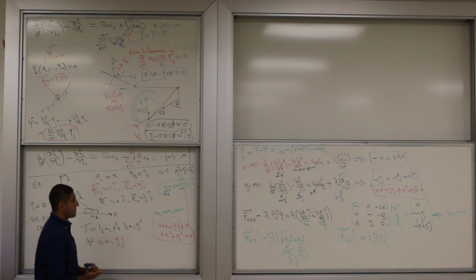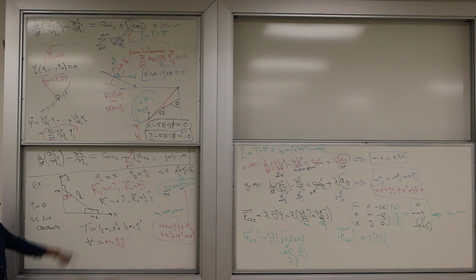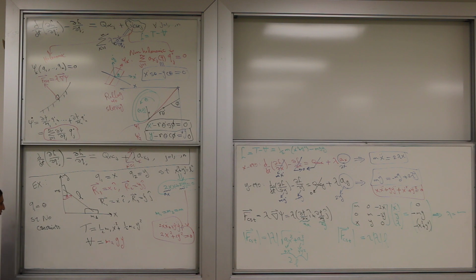Okay, let's do another example with an inherently non-holonomic constraint. I mean, this was a holonomic constraint that we differentiated to write in this form. Let's do another example with a non-holonomic constraint.